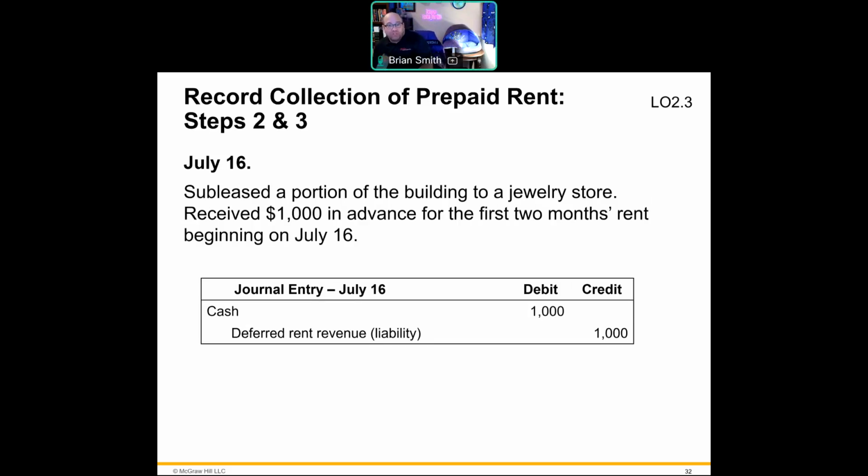Subleased a portion of the building to a jewelry store, received 1,000 in advance for 2 months rent. Okay, so we're going to have our debit to cash, credit to deferred rent revenue or unearned rent revenue, whatever. Looks like this book calls it deferred. That's fine. Unearned and deferred are both the same thing. Well, hold on a sec. I have to be careful how I say that because deferred expense is prepaid, so we can't do that entirely. But when we have a deferred revenue, it's unearned. We haven't earned it yet. We got the money, but we haven't earned it yet.